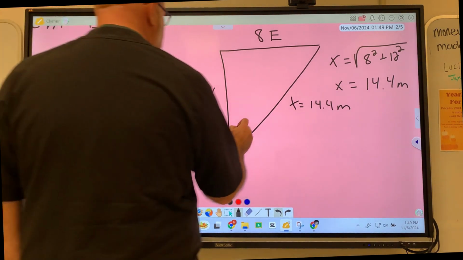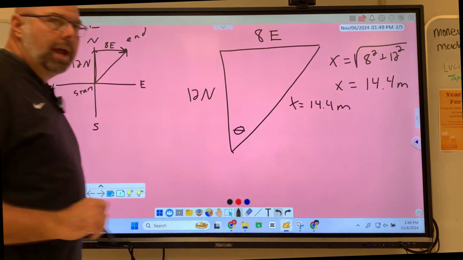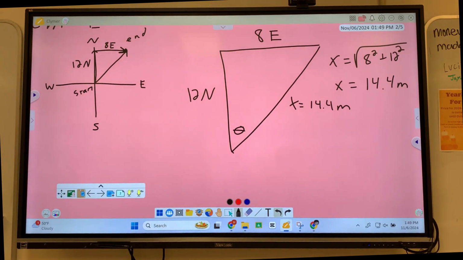What if we were to solve for this angle? Oh, I know. All of a sudden this feels like trig again, doesn't it? Oh, I thought we were done with that, Clymer. We did all that trig last week. Can we be done? No. So how can we solve for this angle?